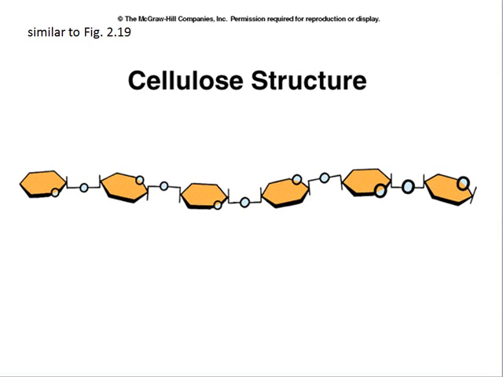Let's compare that now to cellulose. As in the previous slide, the hexagons represent the glucose molecules. But notice how in cellulose, every other glucose is flipped over. This seemingly small change alters the shape and the chemistry of the molecule. Cellulose cannot be digested by most organisms. Cellulose is an important component of our diet. Since the cellulose can't be digested, it passes through and helps to keep us regular.